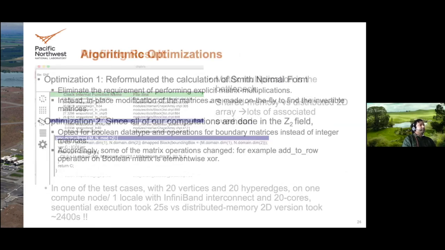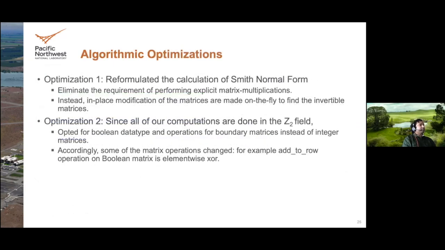So we did some algorithmic optimizations. One optimization was: we are doing a lot of matrix multiplication, so is there a way to reformulate the algorithm so that we can somehow eliminate matrix multiplication altogether? That's what we did as the first optimization. We reformulated the algorithm in such a way that there is no need for multiplying a list of matrices.